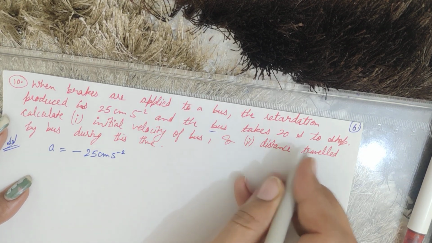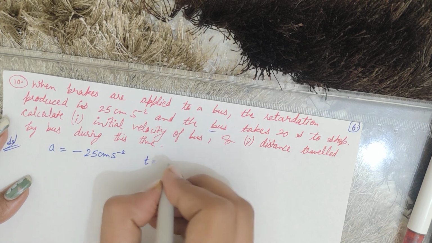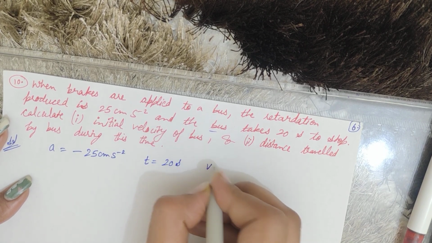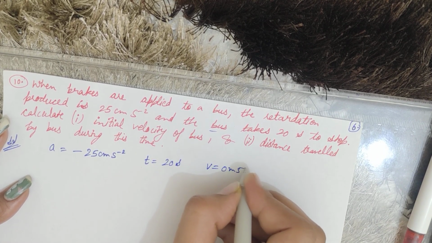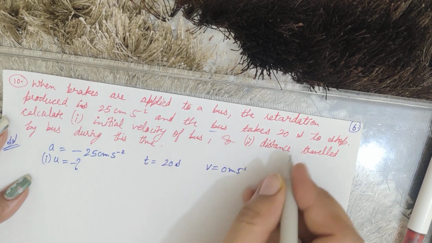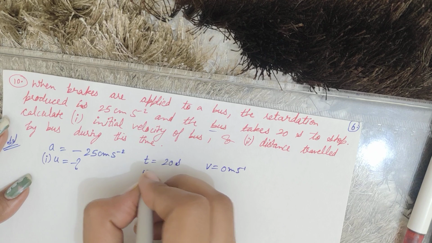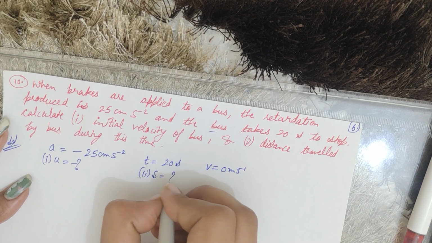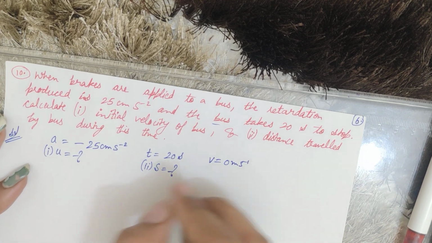The bus takes 20 seconds to stop. Time is given: 20 seconds. To stop means the final velocity is 0 here. We need to calculate the initial velocity and the distance traveled. Second is the distance traveled during this time. These two things we need to find out.